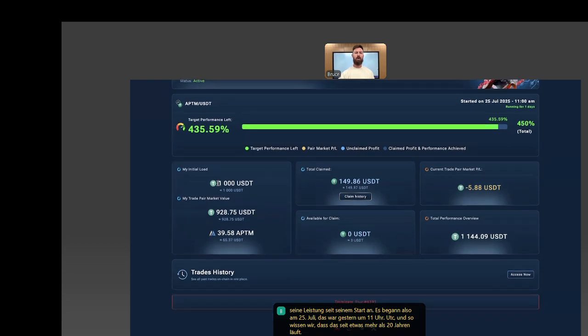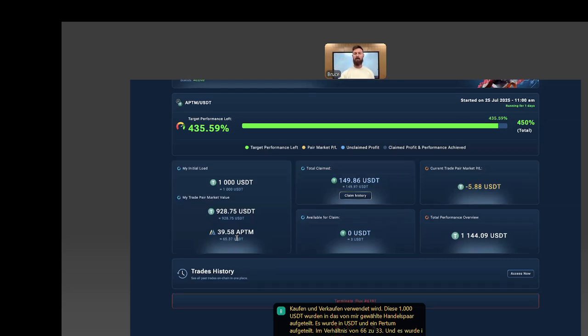Now, the initial load was 1,000 USDT. So I paid $500 to purchase this bot, and I loaded it with 1,000 USDT of trade balance, something that's going to go in and buy and sell. That 1,000 USDT was split into the trade pair I had chosen. It split it into USDT and Apertum in a ratio of 66 to 33%. And it has been trading over the last 24 hours.